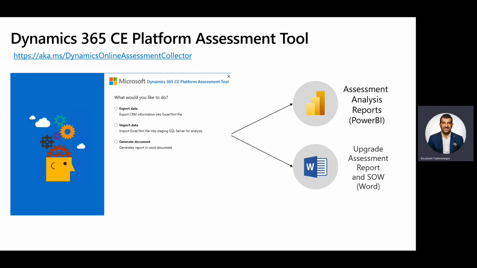What we are going to do is connect to your Dynamics on-premises SQL Server and first export some information about your CRM installation into Excel files. We will then import those Excel and XML files into a SQL Server for analysis. And we will generate a Word document that gives us a template for a statement of work for an upgrade project, and also some analysis reports, as well as the assessment analysis reports through Power BI.